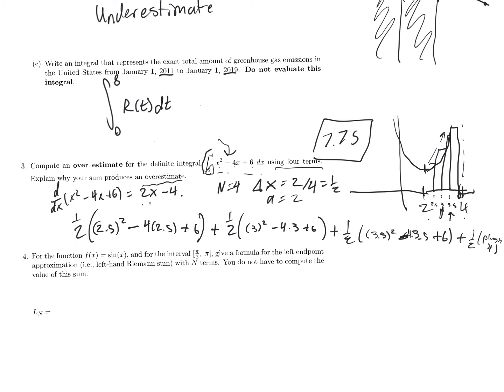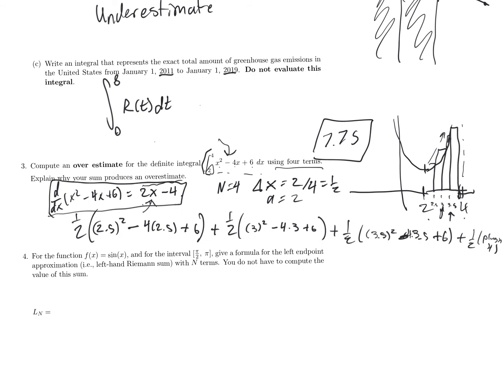I did the explaining out loud. Ideally, you would explain on paper. How do we know this is an overestimate? Right-hand rules always produce an overestimate when the graph is increasing. How do we know the graph is increasing? We took the derivative. And clearly, when you plug in like 3, this is positive. So we're increasing.